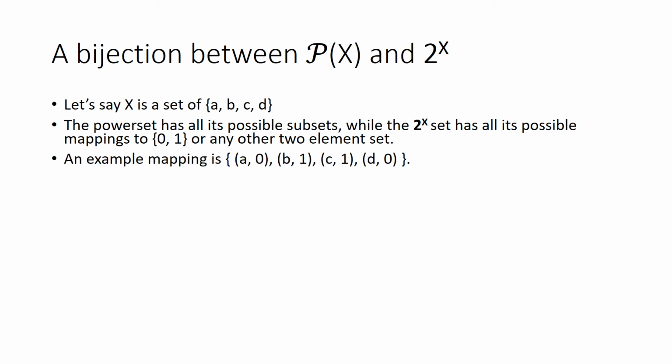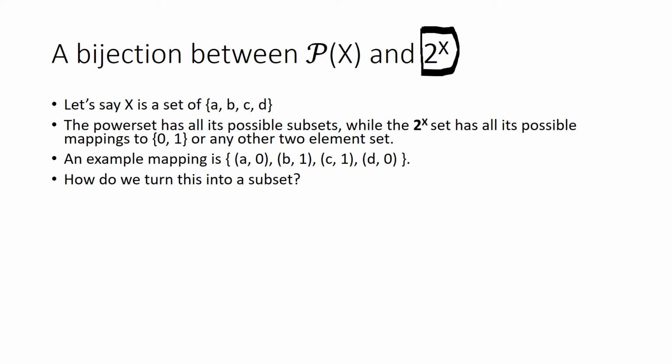So an example mapping from this 2 to the x set, so this is just one element from the 2 to the x set which contains all of these mappings. Here's an example mapping. A maps to 0, B maps to 1, C maps to 1, and D maps to 0. How do we turn that into a subset? Because that's what we want to do. That's what a bijection means.